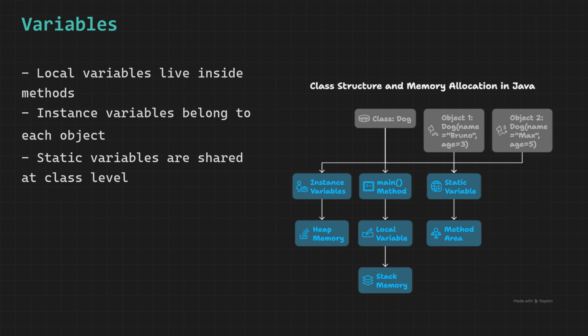Instance variables are declared inside the class but outside any method, shown in the diagram at the class level. Every time you create an object using new, that object gets its own personal copy of all instance variables. If you have 10 dog objects, each has its own name and age. They live in heap memory as part of the object. They do have default values. int defaults to 0, String defaults to null, boolean defaults to false.